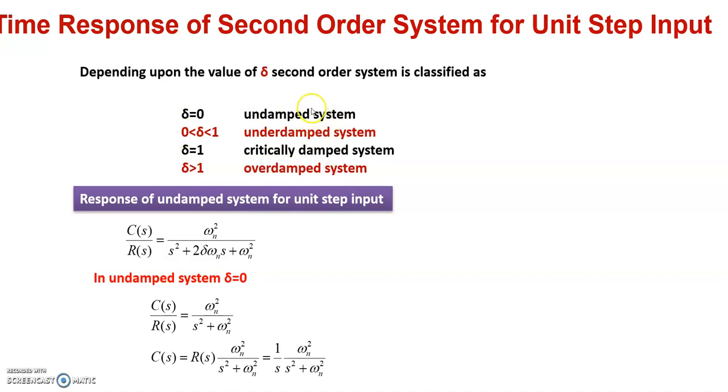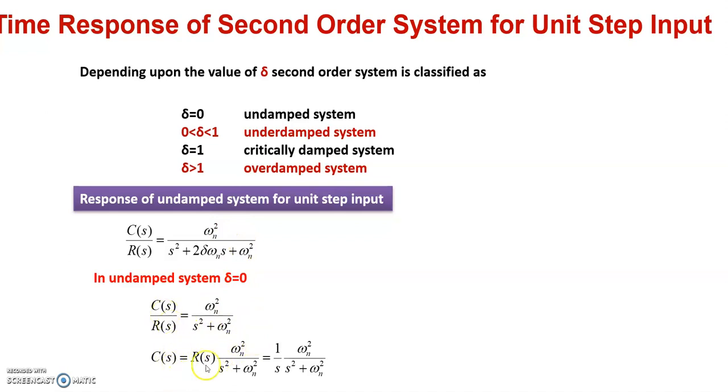So first, the response of the undamped system for unit step input. The standard second order system transfer function you know already. So C of s by R of s is equal to omega n square divided by s square plus 2 zeta omega n s plus omega n square. Now we can find out the response of the undamped system. That means undamped means zeta is equal to 0. You substitute zeta is equal to 0, the equation becomes C of s by R of s is equal to omega n square divided by s square plus omega n square.